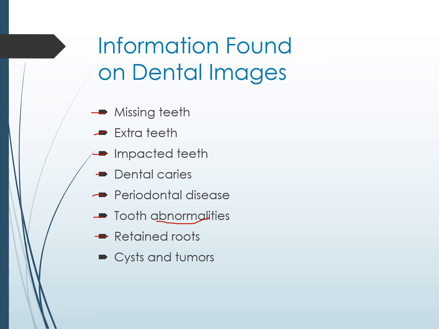Retained roots. Maybe the patient had an extracted tooth, but one of the roots broke off, or maybe the patient just broke one of their teeth and the root is retained inside the bone. And then cysts or tumors, which we just saw in those last X-rays. The cyst or the tumor that is encompassing around that tooth. My guess is it's either an ameloblastoma or a dentigerous cyst, but I'm not a dentist, so who knows.